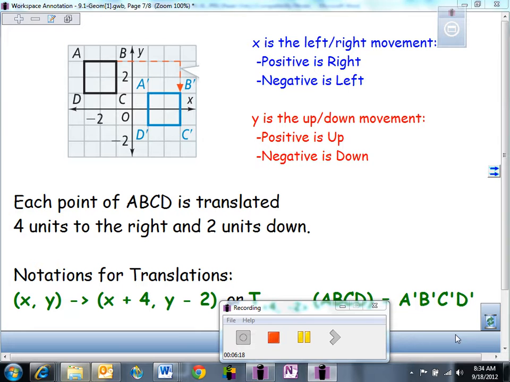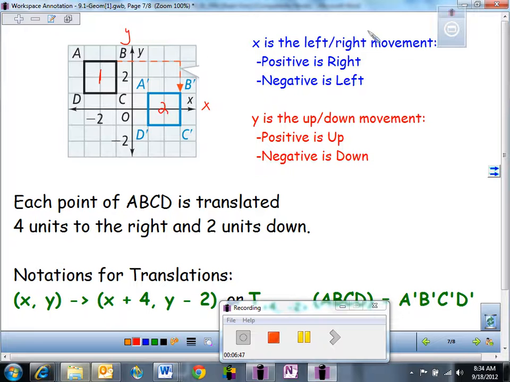So up in the blue, X is the left or right movement. Positive is right, negative is to the left, and Y is the up or down movement. Positive is up and negative is down. Remember, this is the X-axis and this is the Y-axis. Each point of ABCD is translated 4 units to the right and 2 units down. So remember, we start with the black shape and we go to the green shape.